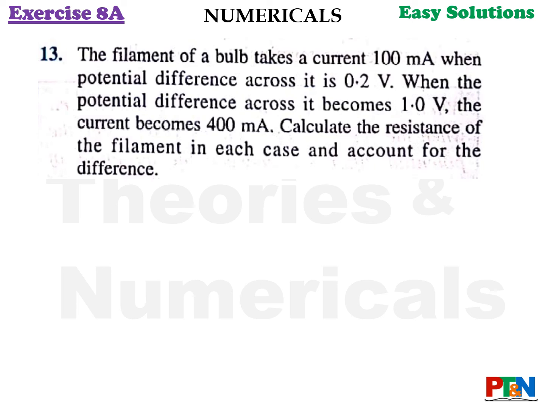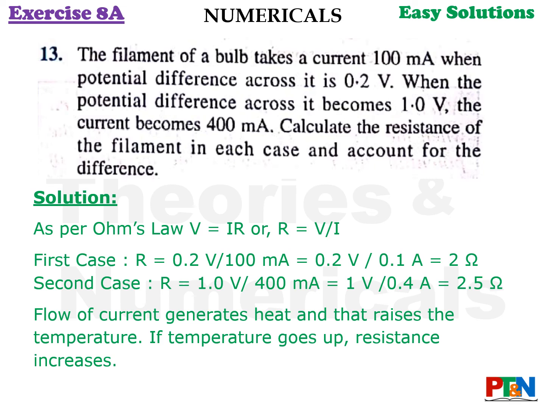So this filament, bulb, glowing, switch, all these are stories. You don't need to focus on that. You find out your required quantities: voltage, current, resistance. So here, for the first case, the resistance is 0.2 volt by 100 milliampere. That is 2 ohm. For the second case, again divide voltage by current. So you get the value of the second resistance, 2.5 ohm. These are the two resistances of the two cases.